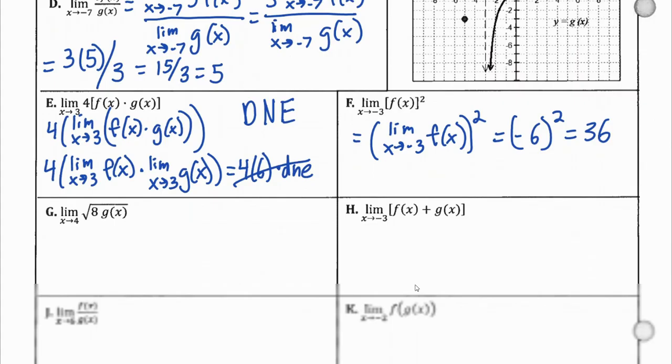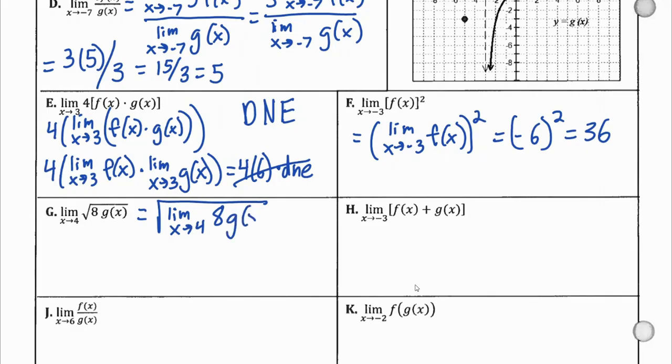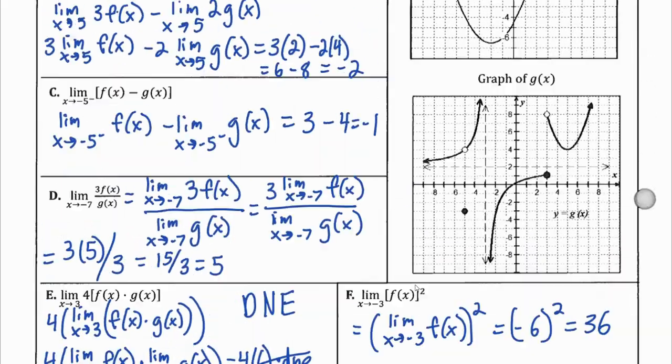Alrighty, this next one we have to split up quite a bit. First thing we should do is we should take that square root out front. So we can rewrite this as the square root of the limit as x approaches 4 of 8 times g of x. Okay, but then we also need to take that constant out front of that g of x. So we want to do the square root of 8 times the limit as x approaches 4 of g of x.